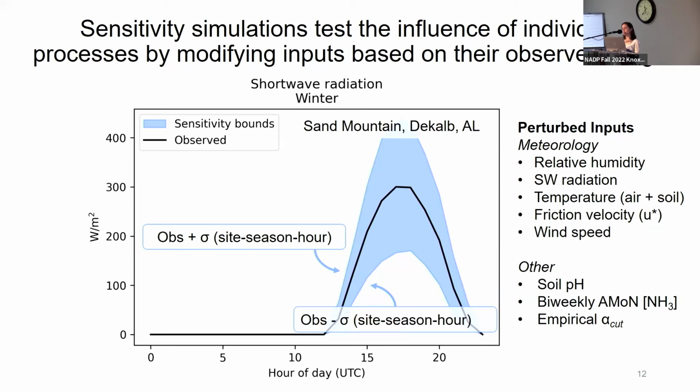So this is showing the diurnal profile of shortwave radiation, or essentially incoming sunlight, at one site, Sand Mountain in Alabama. The black line is showing the average diurnal profile for shortwave radiation at this site in winter. And the blue lines show the envelope that we're using in our sensitivity simulations, which represents plus or minus one standard deviation that's specific to that site, season, and hour of day. So this is our approach for the sensitivity simulations as relates to the meteorological input parameters to our model.